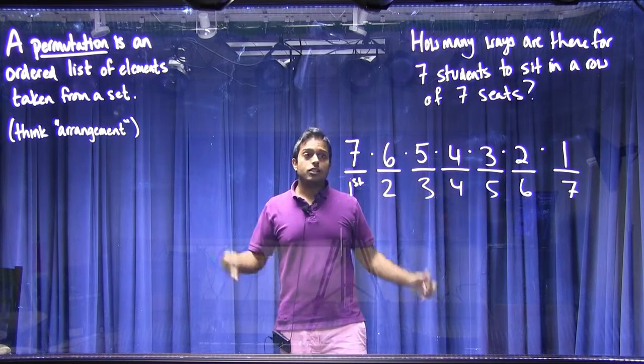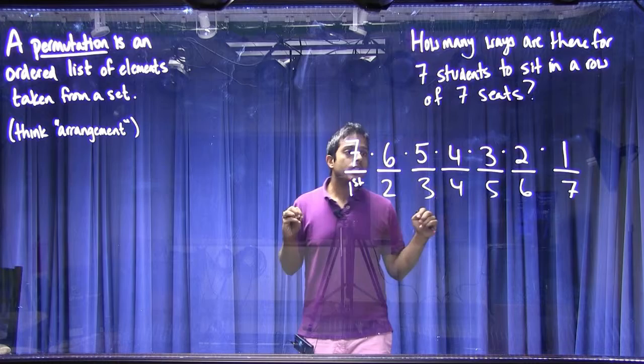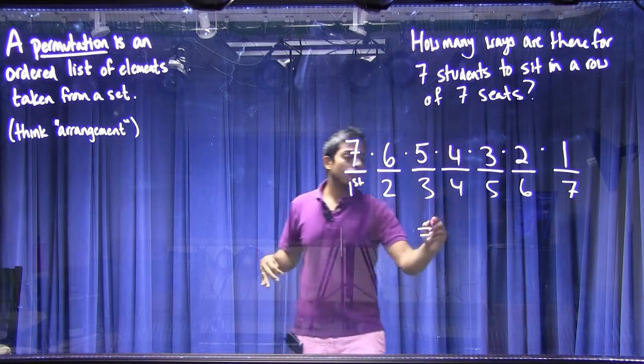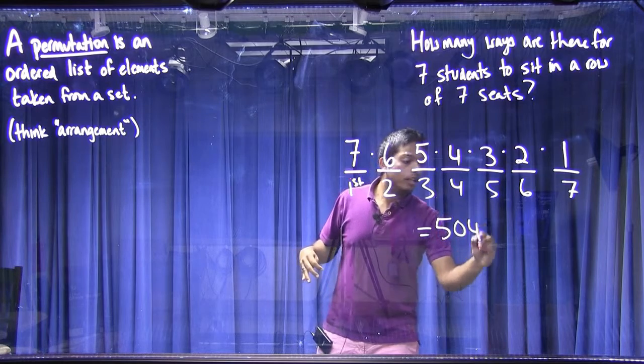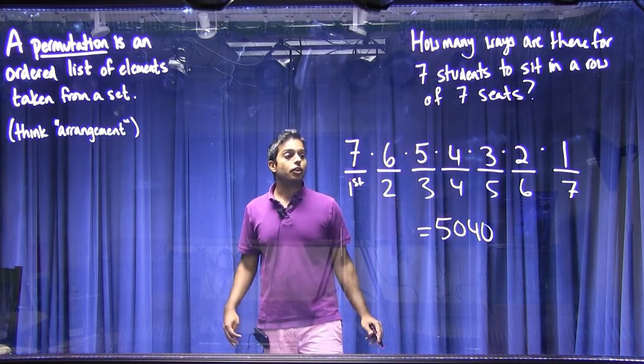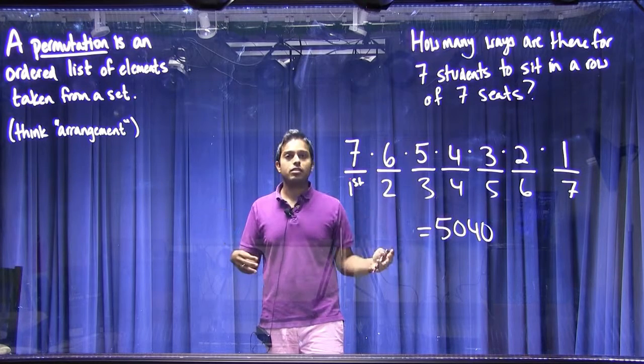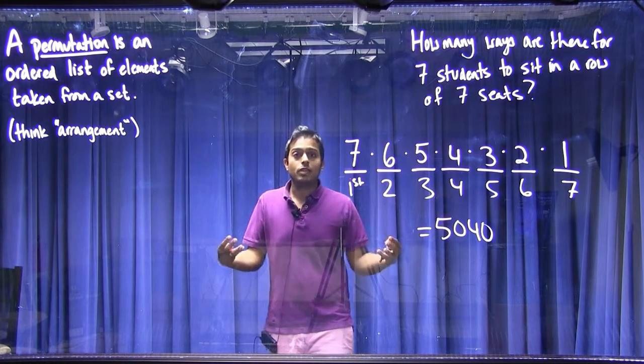And then, to get the answer, we just have to multiply all these numbers together using a calculator. And if you do that, you get that the answer is 5,040 permutations. That is, there are 5,040 different arrangements of 7 students in 7 seats. Or instead of saying arrangements, I could say permutations.